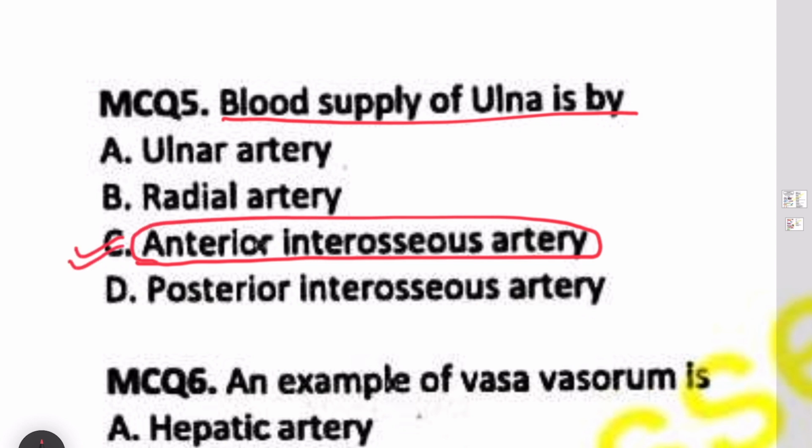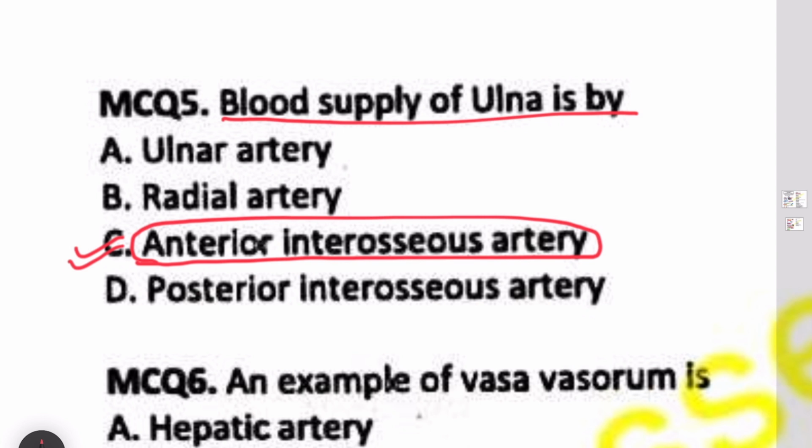And remember, anterior interosseous artery supplies both the bones of the forearm, radius and ulna, both. And anterior interosseous artery is the main continuation of common interosseous. The minor branch is the posterior interosseous artery, and common interosseous artery is a branch of ulnar artery. Rather, it is the largest branch of ulnar artery in the forearm. I hope you got it.